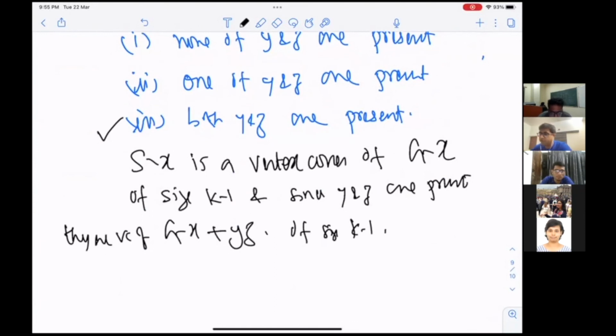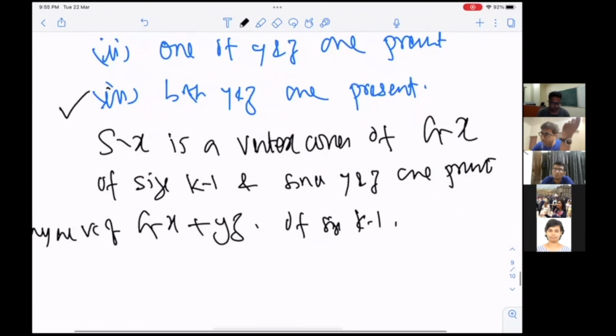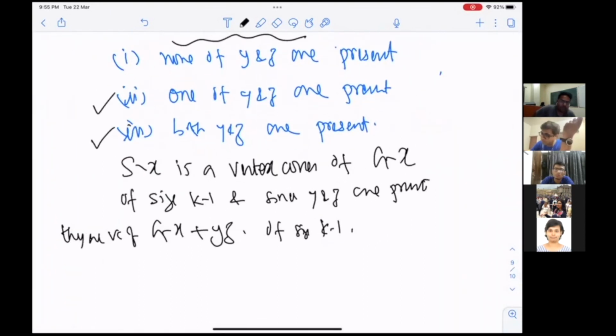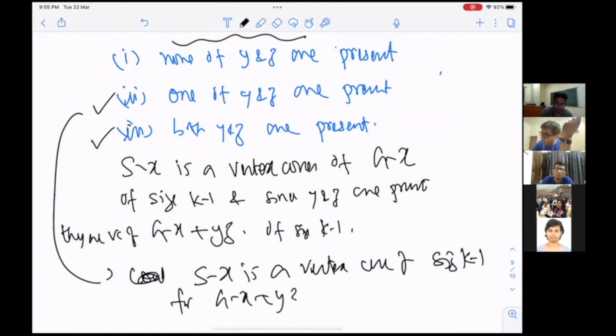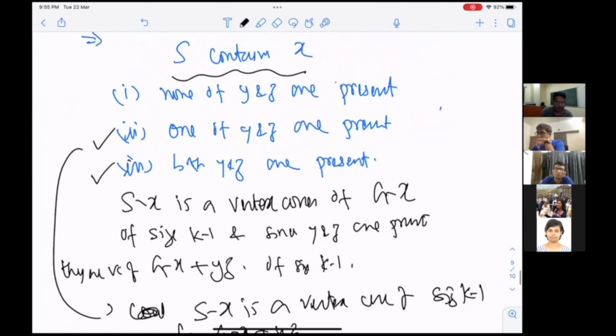Now, the same argument holds even if only one of Y and Z is present, because you delete X, S minus X is a vertex cover of G minus X, right? And because at least one of Y and Z is present, you know that the edge YZ will be covered, right? So even in this case, we can show that S minus X is a vertex cover of size K minus 1 for G minus X plus YZ. Okay. Now, none of Y and Z are present.